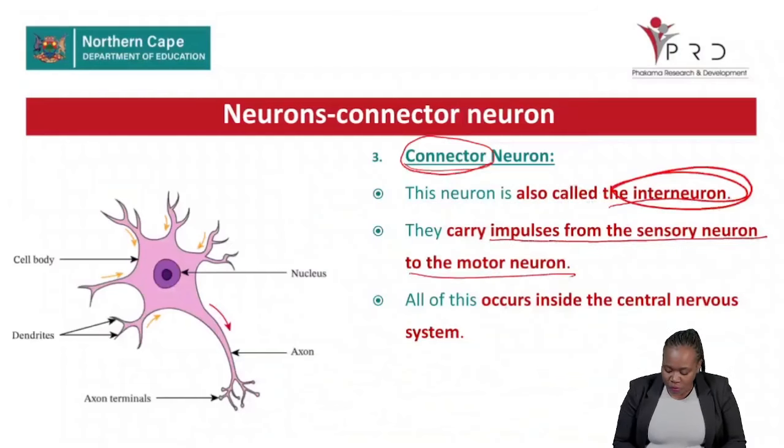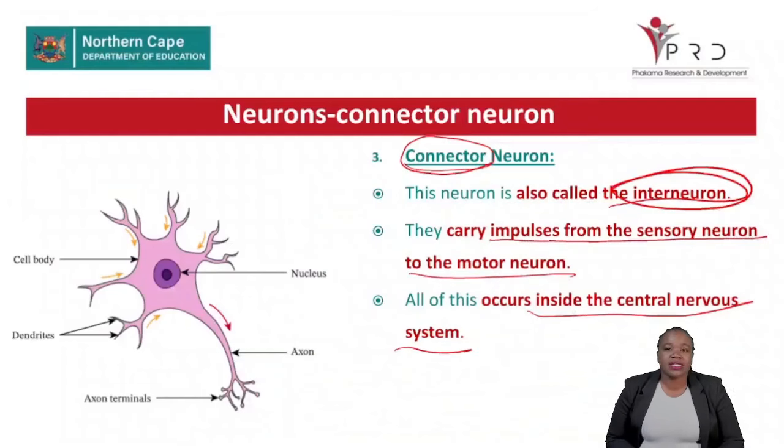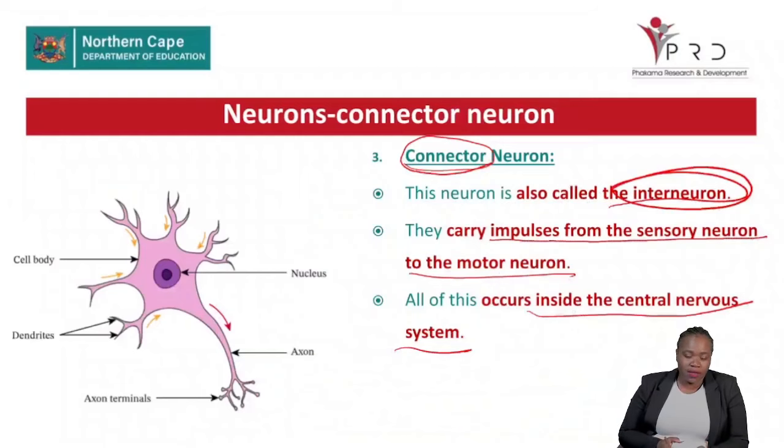And all of this would occur inside the central nervous system. So it will either occur inside the spinal cord or inside the brain. So this one is shaped just like the motor neuron. However, it is much shorter than the motor neuron.